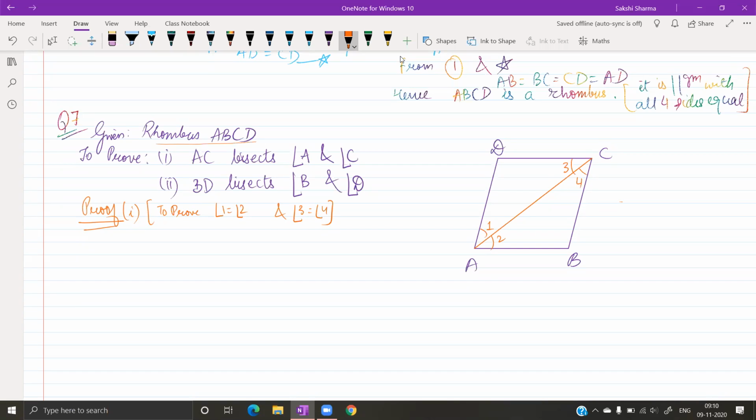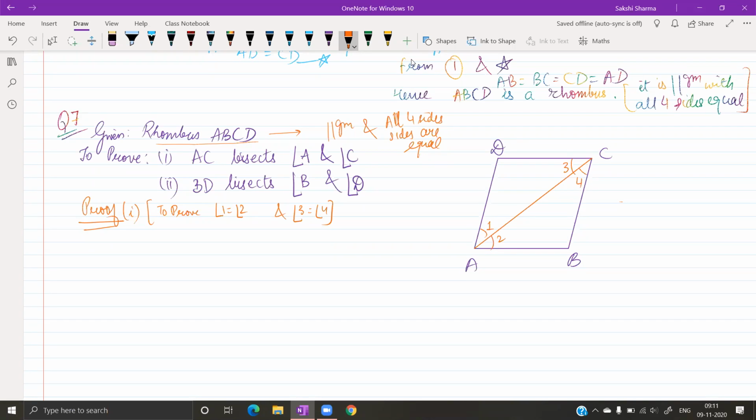Since ABCD is a rhombus, it means we have a parallelogram and all 4 sides are equal. You can always use these properties while writing down the proof if they help you. What do you think? To prove angle 1 equal to angle 2 and angle 3 equal to angle 4, we will actually be proving all of them are equal to each other, just like we did in the previous part.